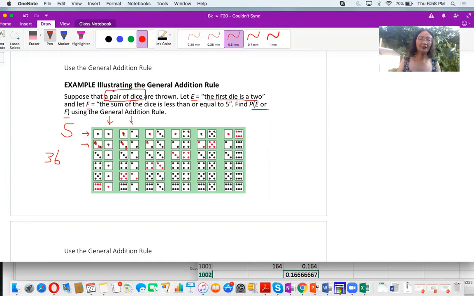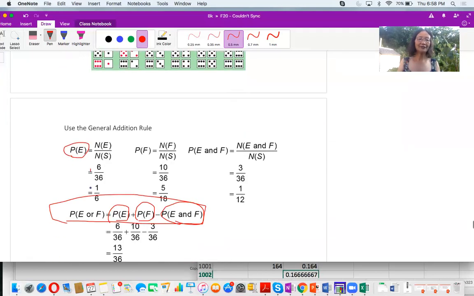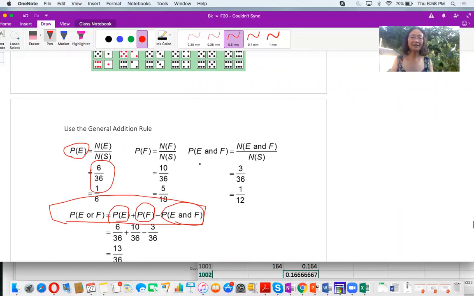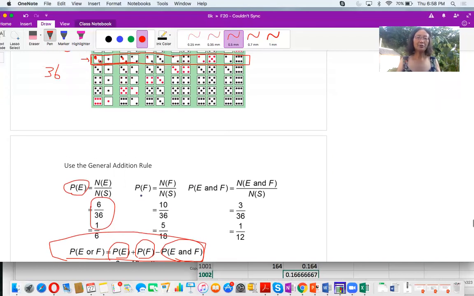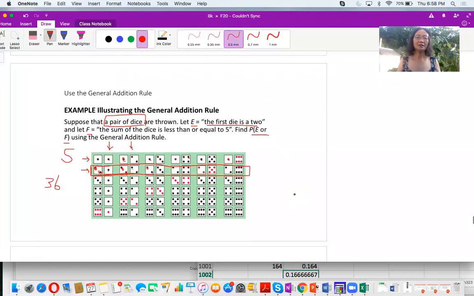All the events here represent the first die is 2. You have 6, and in total you have 36. So the probability of E is 6 over 36. Next, let's look at the probability of F.